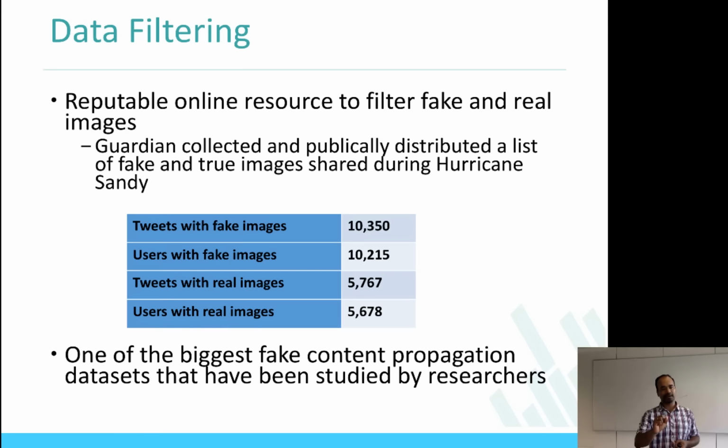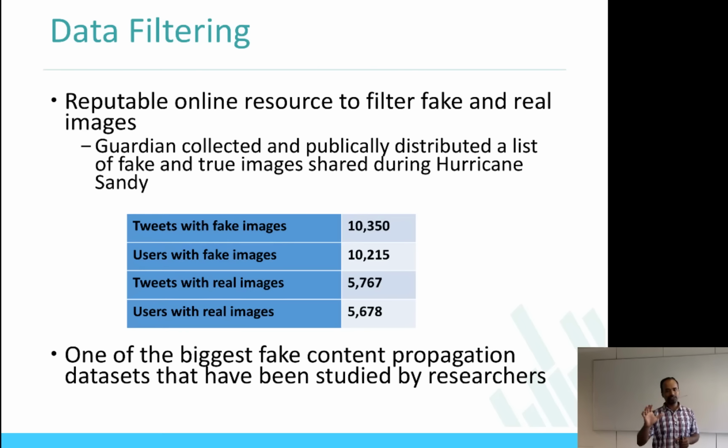In this particular Hurricane Sandy analysis, the way it was done was that the Guardian, which is a media house, collected fake information. They manually annotated which images are fake, because they are a repository of a lot of content that gets generated on social media. They were able to produce a data set which says that in Hurricane Sandy these are the fake posts. So, a reputable online source to filter fake and real images. The Guardian collected and publicly distributed a list of fake and true images.